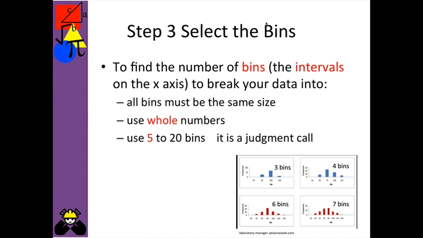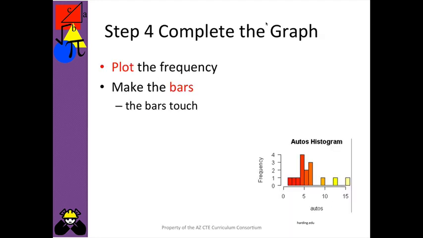So I gave you some examples here and on your note taker of 3 bins, 4 bins, 6 bins, and 7 bins. Depending on the number of bins, because this data was all the same data, is how the graph will look. Number 4, you're going to plot the frequency, make the bars, and make them touch. So that's how we actually complete them. So sometimes there might be empty spaces because there was no data in that part.